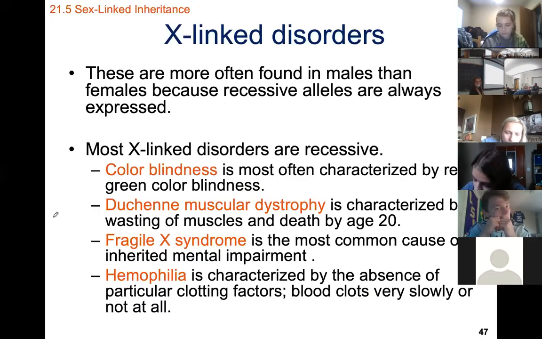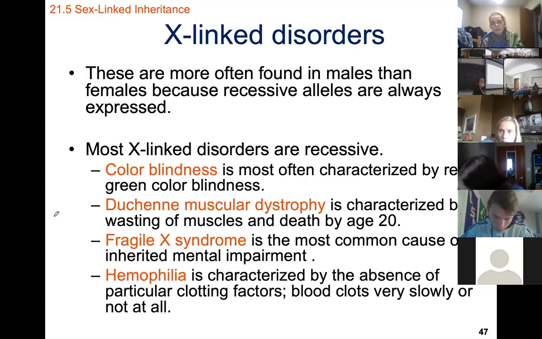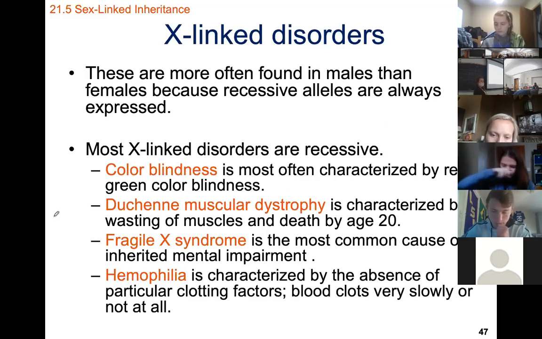Got a couple more slides, so stick with me here. These are just a couple of examples of those X-linked disorders, disorders that are passed down because of an X-linked recessive or dominant. So you have color blindness, a certain type of muscular dystrophy, Fragile X syndrome, and hemophilia.